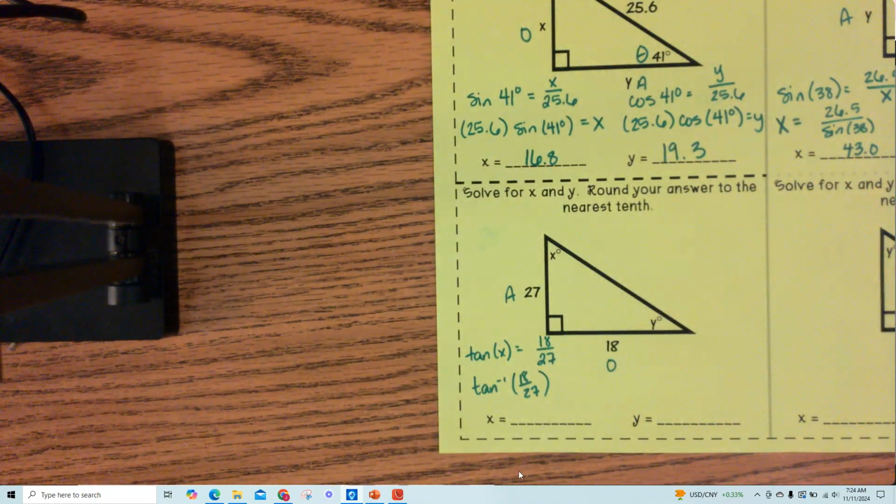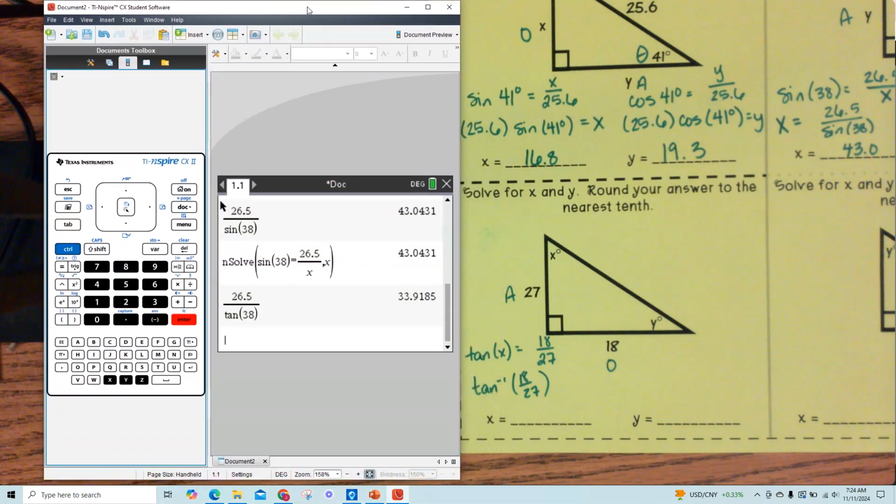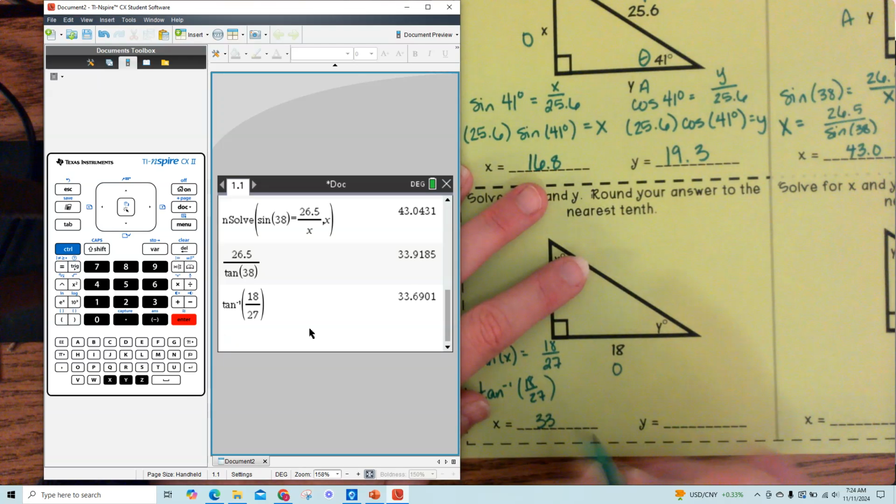Let me scoot that over. Okay, so inverse of tangent, and then 18 over 27. Again, we're rounding to the 10th, so about 33.7 degrees.